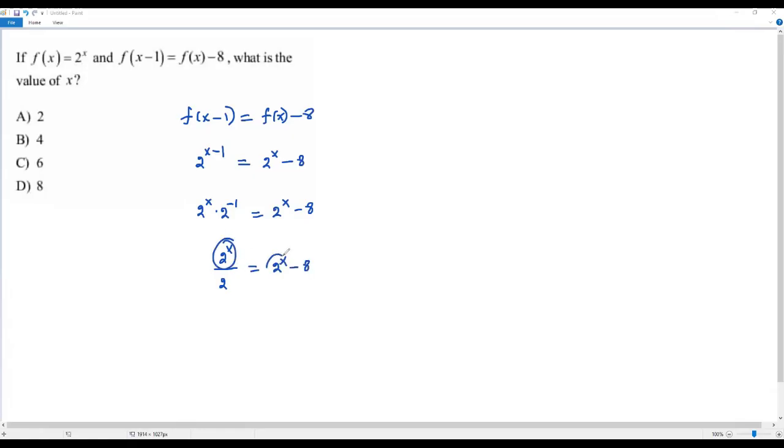Here we find 2^x and here we find 2^x. To make the solving process easier, let me assign a new variable y for this 2^x. That is, let y = 2^x. Now we can plug in this y for 2^x over here and here. Then I'm getting y/2 = y - 8. To get rid of the denominator 2, we can multiply both sides of this equation by 2. Then I'm getting 2 times y/2 = 2 times (y - 8). Then this 2 will cancel out. We get y = 2y - 16, distributing this 2 to the y and negative 8.